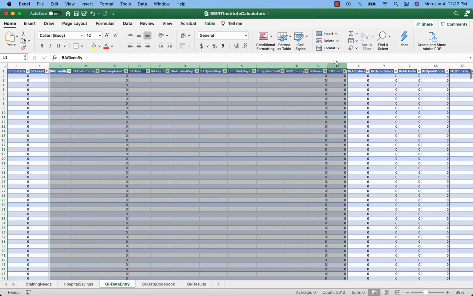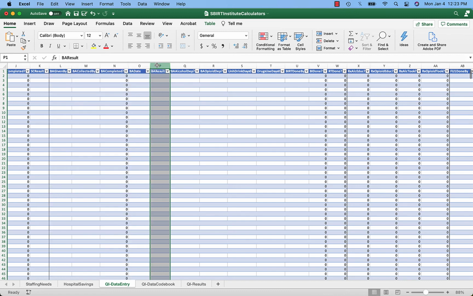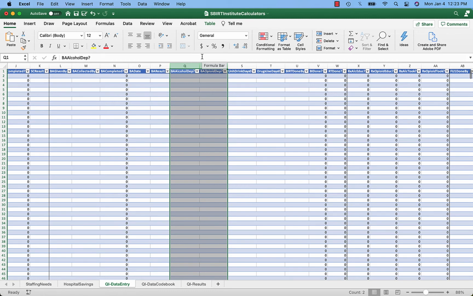For patients with a positive screen, data is entered into columns L through W. In columns L through O, you'll enter the staff member who gave the brief assessment, the staff member who collected it, whether it was completed, and the date. In column P, you'll enter the result: 0 for low-risk use, 1 for high-risk use, 2 for problem use, and 3 for likely dependence. In columns Q and R, you'll indicate whether the patient is alcohol and opioid dependent. 1 equals yes, 0 equals no.